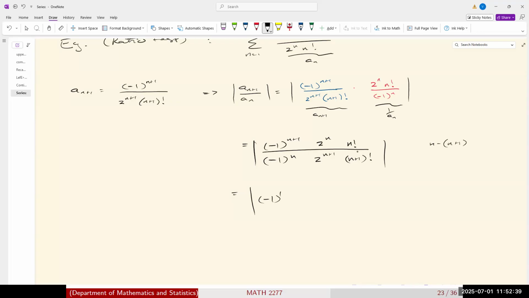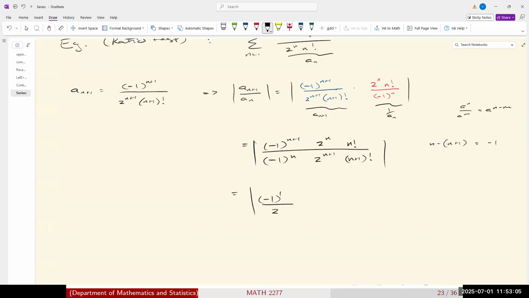Now I'm looking at the powers of 2. When you divide, you subtract the index, that's the rule of indices. You all know a^n over a^m is equal to a^(n-m). So n minus (n+1) gives -1 as the index, so I get divided by 2.